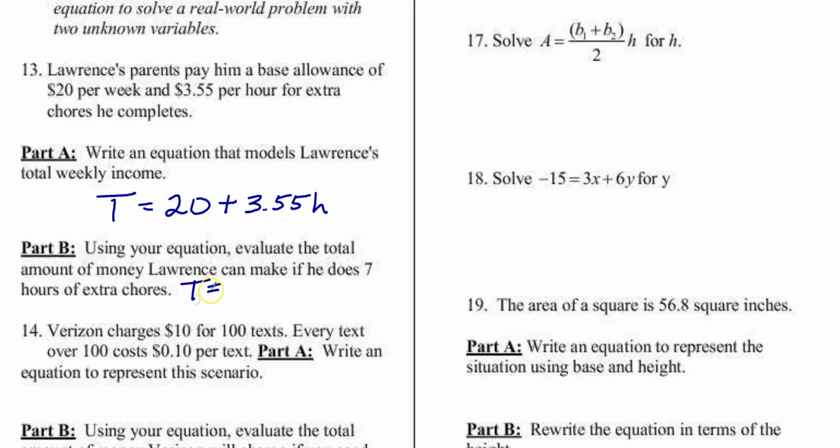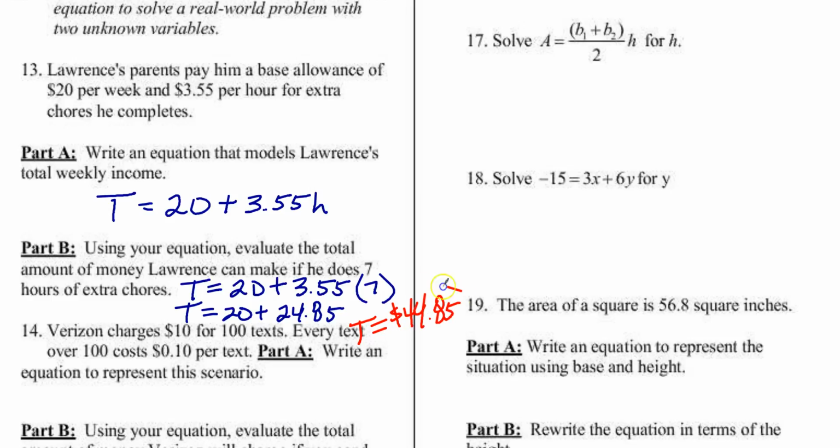Part B, evaluate the total amount of money Lawrence makes if he does 7 hours of chores. So that's going to be T equals 20 plus 3.55 times 7. So order of operations, T is equal to 20 plus 24.85. So if we add those together, his total that he's going to make is $44.85.